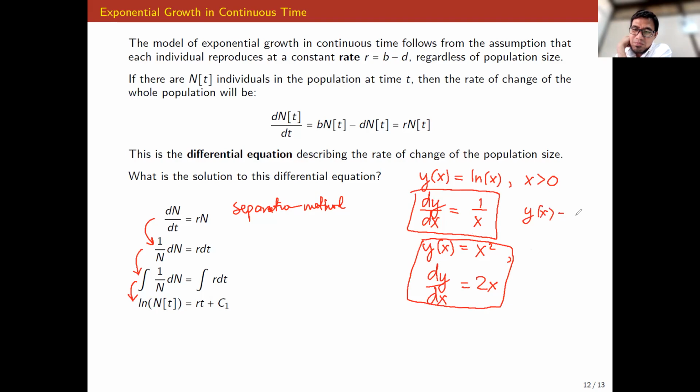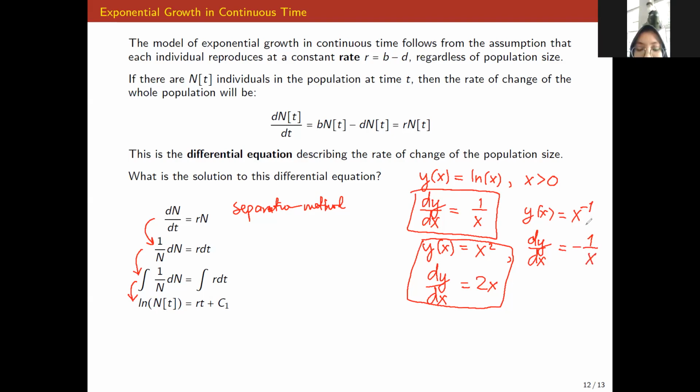What about if you have x to the power of minus 1? What is dy dx? Anyone? 1 over x but minus. So minus one, we bring it in front of x, so it will be minus 1, and then minus 1 minus 1, minus 2. So x to the minus 2 is 1 over x squared, right?